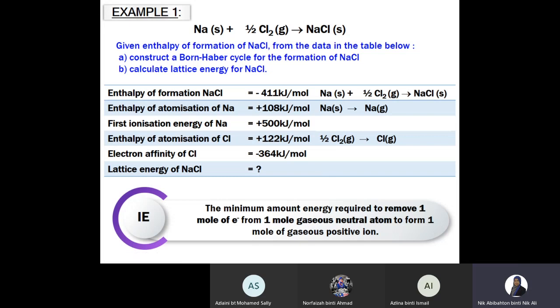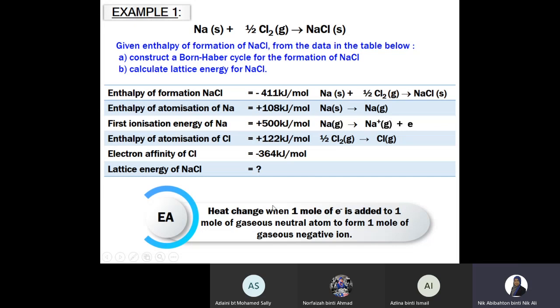Next, the ionization energy. Here we have the ionization energy for sodium. According to the definition, it is the minimum amount of energy required to remove 1 mole of electrons from 1 mole of gaseous neutral atoms to form 1 mole of gaseous positive ions. So we look at the equation shown here. Sodium loses 1 mole of electrons, then forms 1 mole of gaseous positive ions.